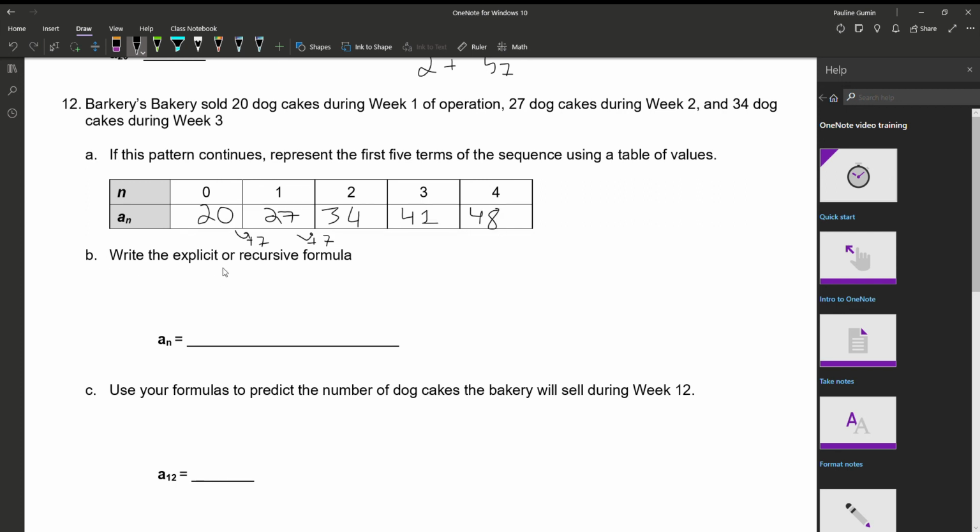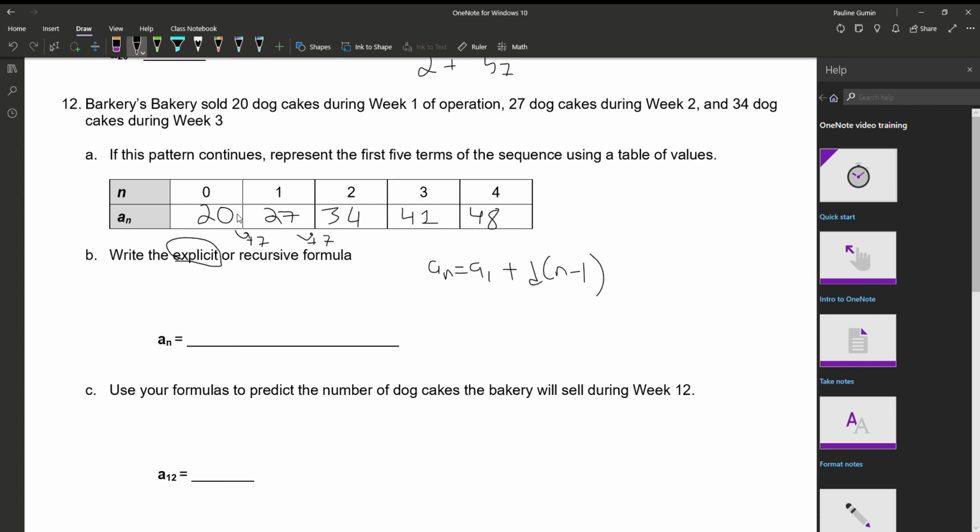B says write explicit or recursive. I recommend explicit because it is the most useful. We can use it in letter C. Much easier than using the recursive one. You can always use either one. It's just the recursive one is a little bit more tedious. All right. So, explicit formula. That's what I'm picking. I'm just going to underline it so you know. Oh, I guess I'm circling it.